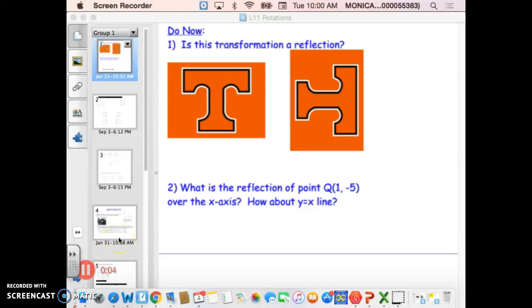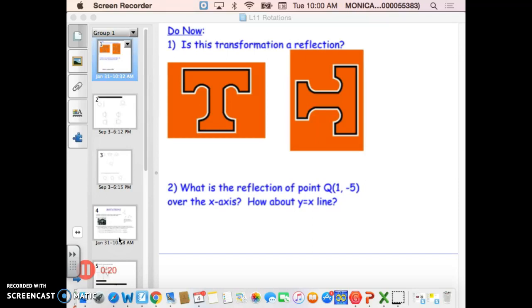Today you should pause this video at this moment so that you can complete the do now to the best of your ability and then check back to make sure that you've got it. So number one, the answer is no, this is not a reflection. This is actually a rotation.